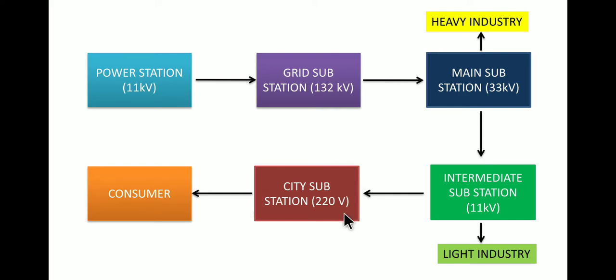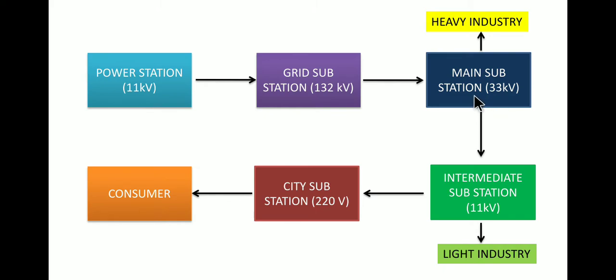So first, the power station where the power is generated. The electricity is generated at 11,000 volt, and then this power station supplies it to the grid substation at 132 kilovolt. Then from the grid substation, it is passed on to the main substation, from where a connection is given to heavy industry, which will require a voltage of 33,000 volt.